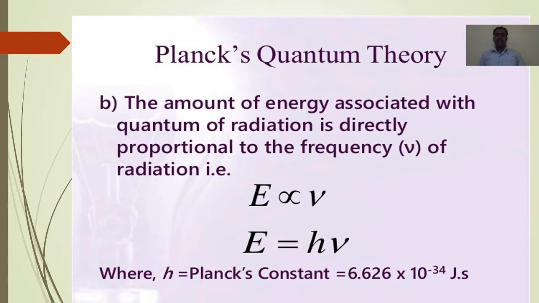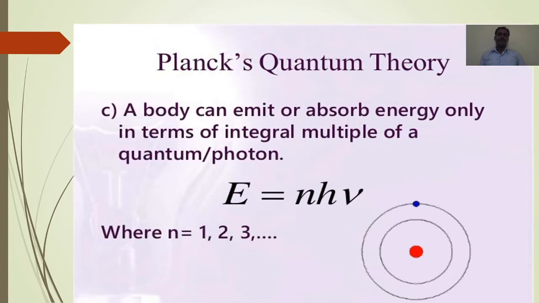In order to remove the proportionality sign, we take one constant. This constant is called h. h is Planck's constant, having a value of 6.626 into 10 to the power minus 34 joule second. And therefore we can write E is equal to h mu. A body can emit or absorb energy only in terms of integral multiples of a quantum or photon. So it can be represented as E is equal to n h mu. n is an integer, an integral multiple: 1, 2, 3, never fractional, never zero.